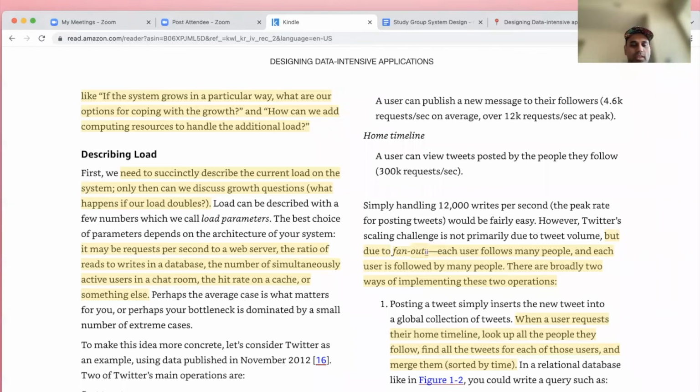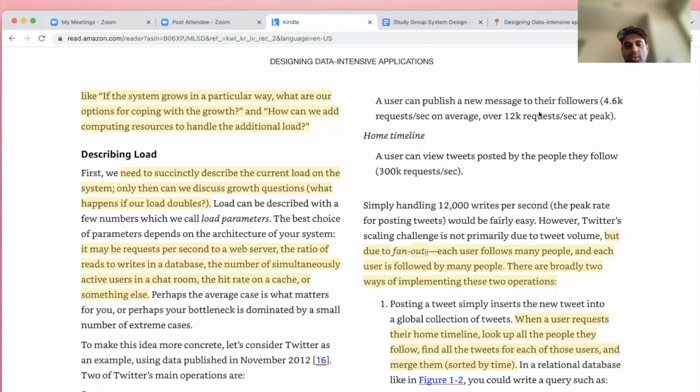The Twitter thing that you're talking about is the part in the book that they use as an example for load parameters. Basically, this idea of what is the current load on the system, the current scale or traffic. What are the requests, deep down? Requests per second to a web server, the ratio of reads to writes to a database, the number of simultaneously active users in a chat room, the hit rate on the cache. These are the technical components of it.